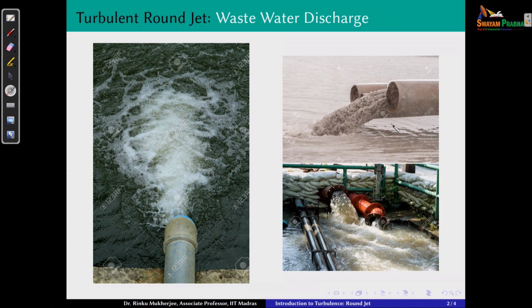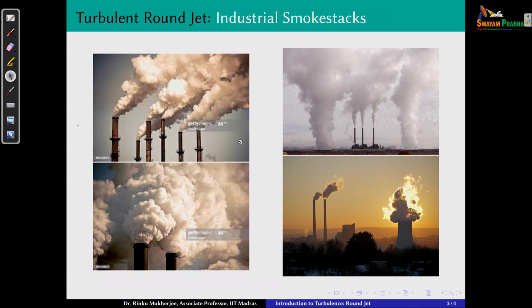All right, going to the next one. Here we have another example, and these are essentially industrial smokestacks. As you can see, look at the flow structures going on here. Again, smoke is coming out of small orifices into the open atmosphere, and you can see the type of flow here. I think I spoke about this: you should be able to look at agarbatti smoke.